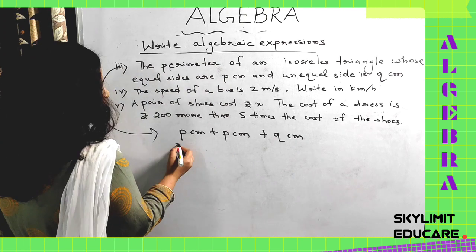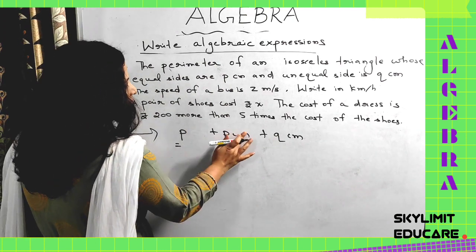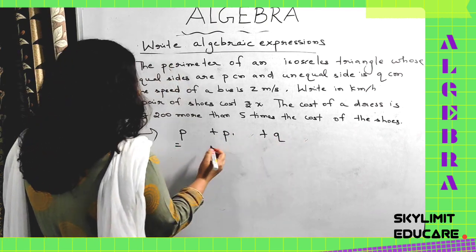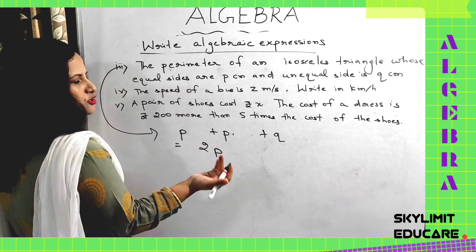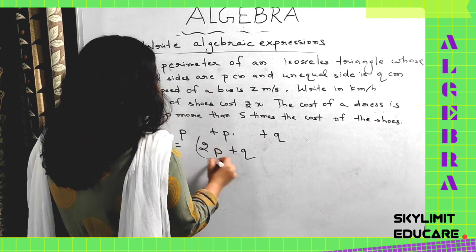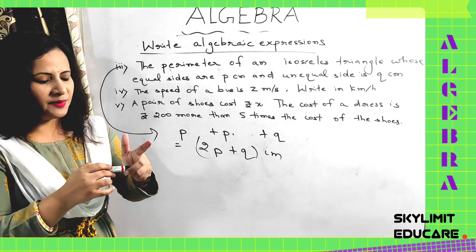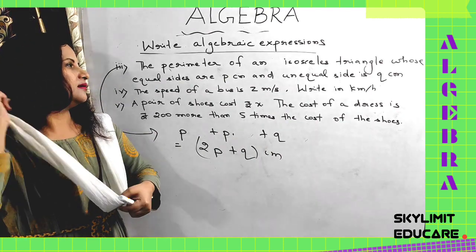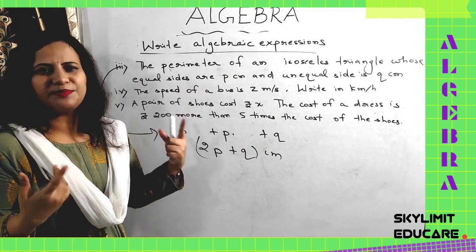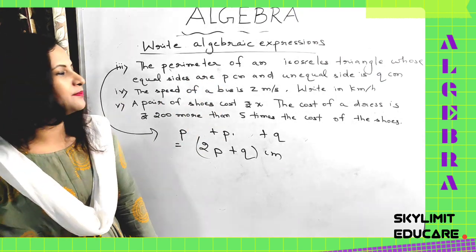So what is the expression for this? P plus P, not centimeter here. P plus P will give us 2P. So 2P plus Q centimeter is the perimeter of the isosceles triangle, because the equal sides are P plus P, 2P, and the third unequal side is Q, that is plus Q, simply.